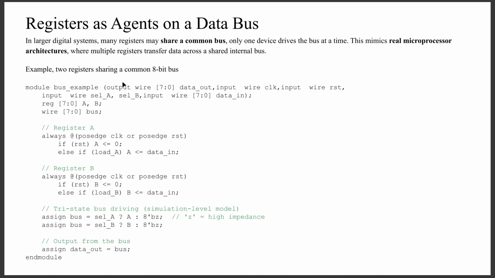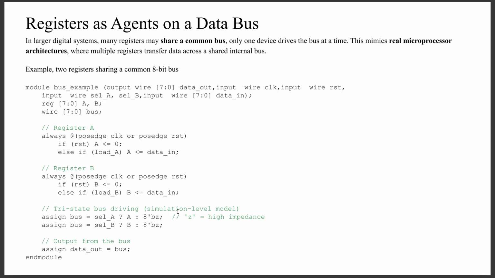So we declare a module called bus example with an 8-bit output wire called data out, a clock, a reset, a selection wire, an input wire, and a data input wire. We declare 8-bit registers A and B, and an 8-bit wire called bus. At the change of any clock cycle or reset, if reset, A is equal to 0, else if load A is true, then A is set equal to data in, and similarly if load B is true, then B is set equal to data in.